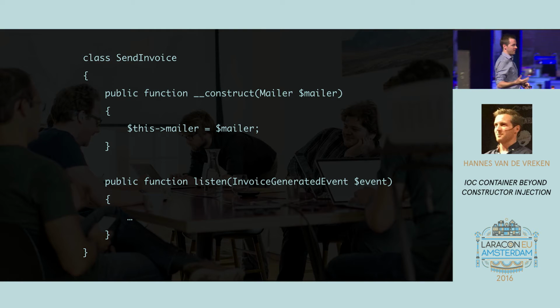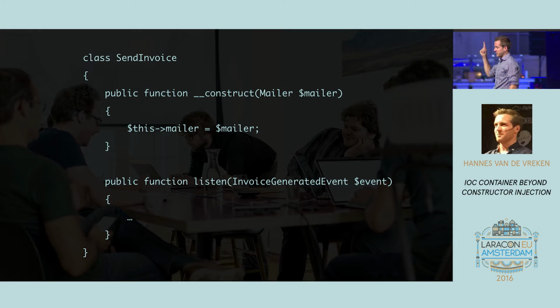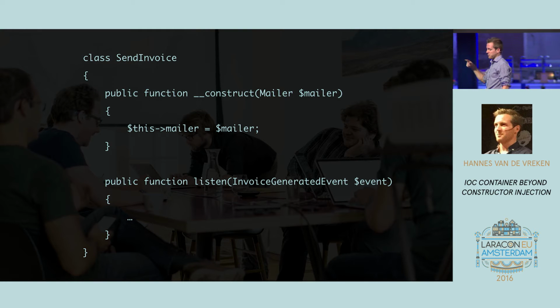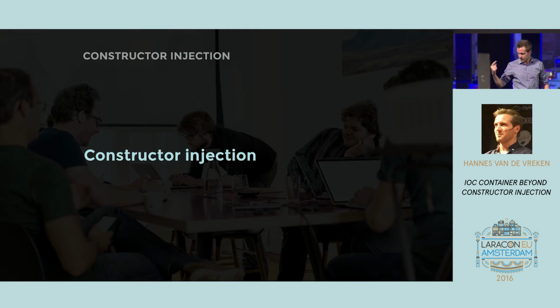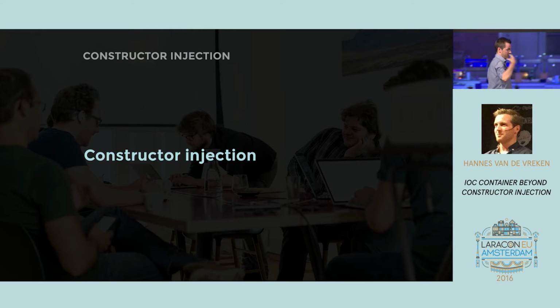So if you have this sendInvoice class, and it needs a mailer, then the IOC container of Laravel can actually look at this constructor and see that, oh, it needs a mailer. So to create this class, I need to create a mailer first. So it's a recursive thing. By doing that, it looks at the constructor, and it tries to do constructor injection to new up these instances.